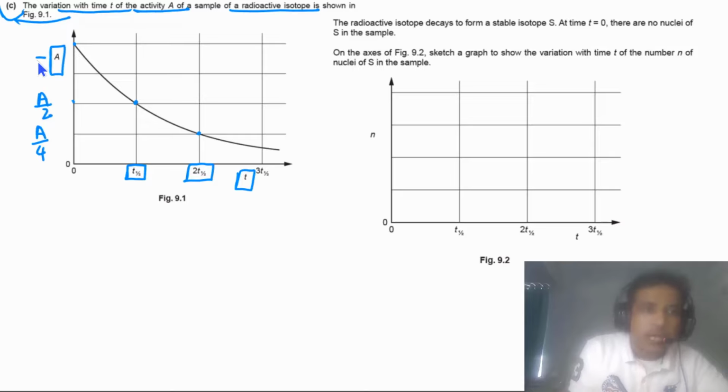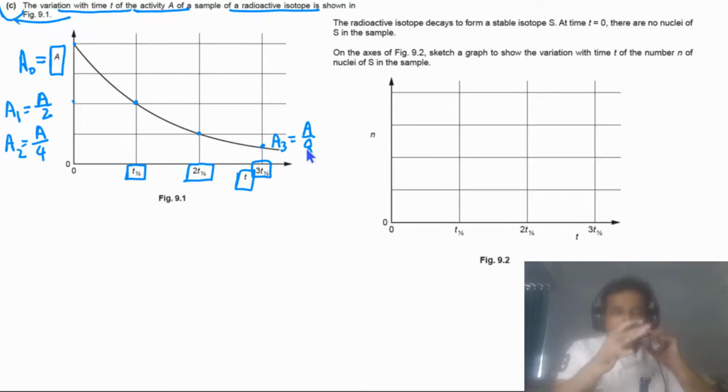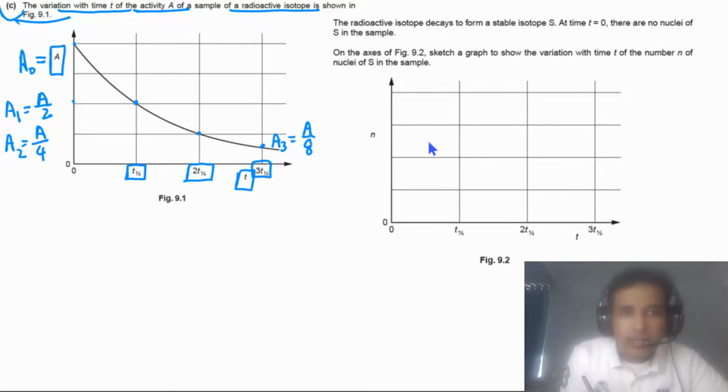We can also say this one is the initial activity. We can say this is A0, and after one half-life we have activity A1. After another half-life we have activity A2, and after another half-life we have activity A3. This will be half of this, so this will be simply equal to A by 8. So this is how activity is decreasing. But for this question, we have to sketch a graph between N and t.